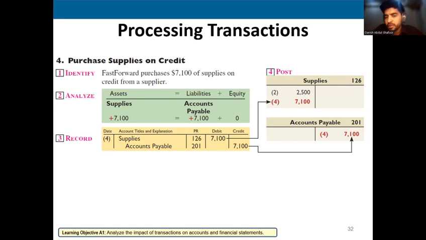from previous entries, we see that we bought $2,500 supplies on cash. So that $2,500 is already there, and $7,100 came from this entry. And accounts payable, we haven't had the accounts payable account before, but now we have bought something on credit. So $7,100 is on the credit side.